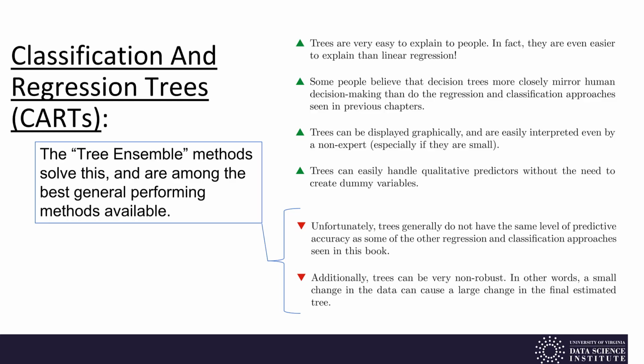Fortunately, we can make up for these two disadvantages with things called tree ensembles, where a large number of trees are made and the classifier is the average over the large number of trees. And tree ensembles, in fact, are one of the best performing general methods available.